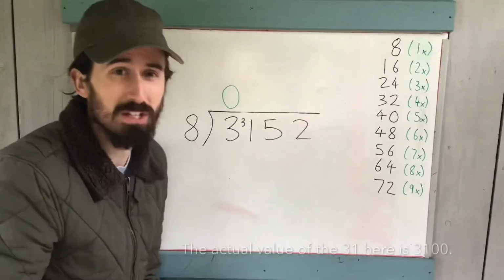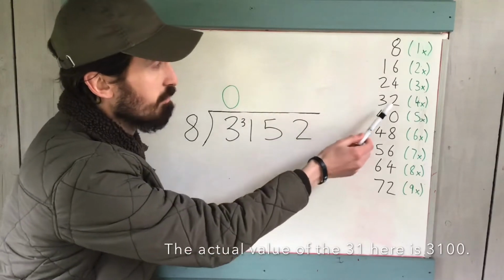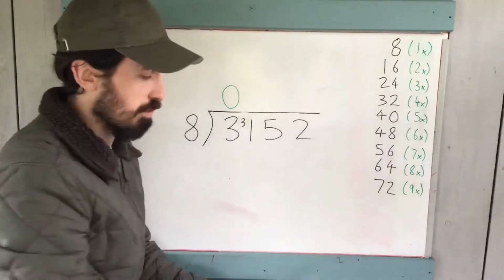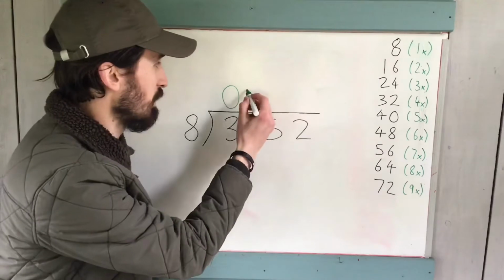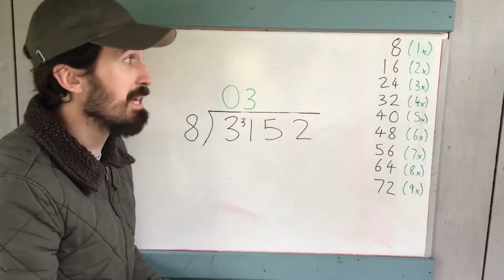How many 8s go into 31? That's the crucial question here. 8, 16, 24. Can't quite get to 32, so we've got 3 lots. You can see that in green, 3 times. We did have a remainder there though as well.